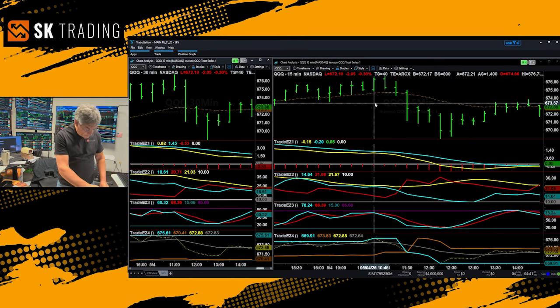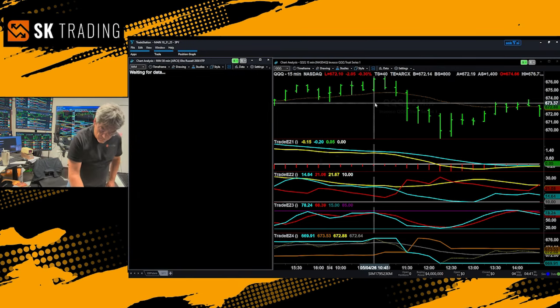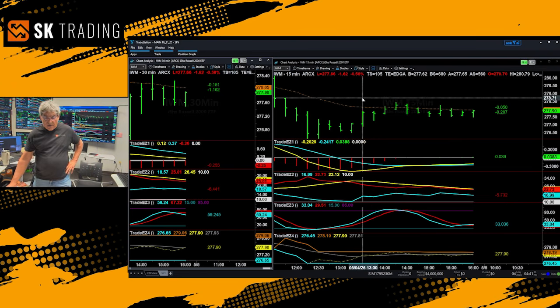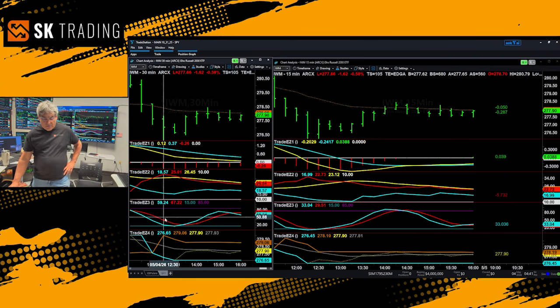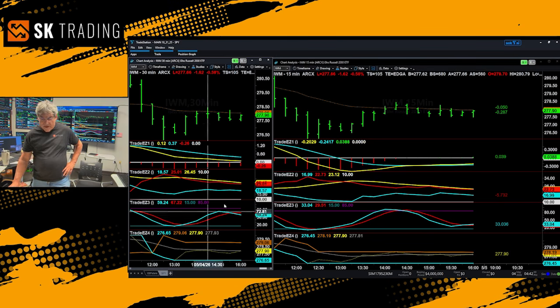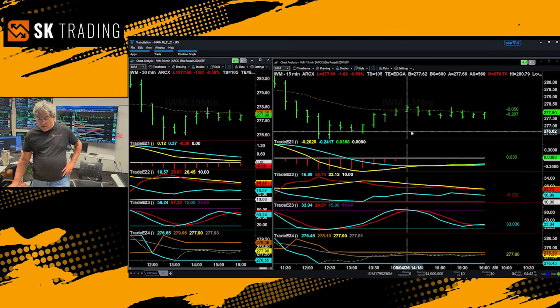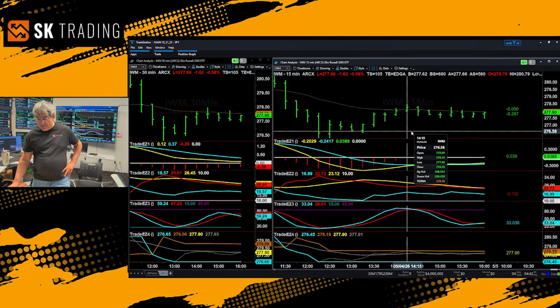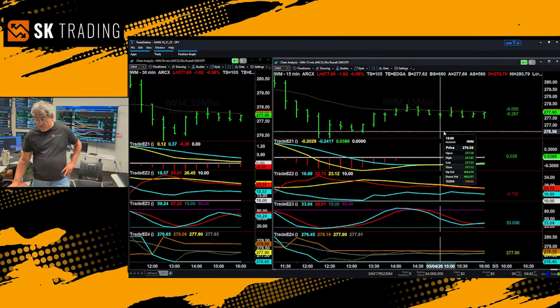Also, let's see here. The Russell, the IWM, is reversing to sell on the 30-minute time frame. So the 30s reverse to sell. The 60s are still in buy mode, but when the 30s reverse to sell with the negative MACDs, you could take the short on the 15. That's exactly what happened at 278.43, and you can see the drop of about 90 cents here.